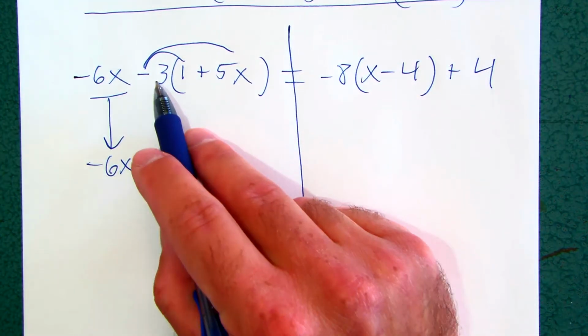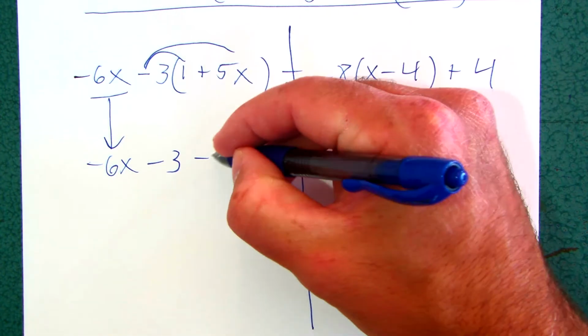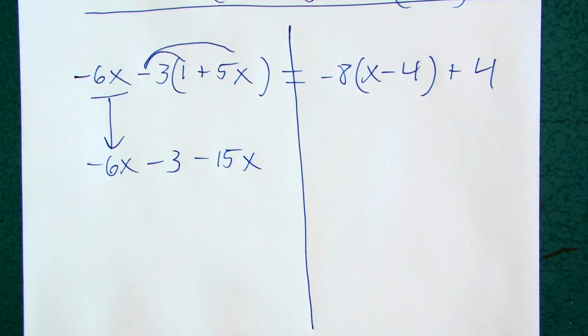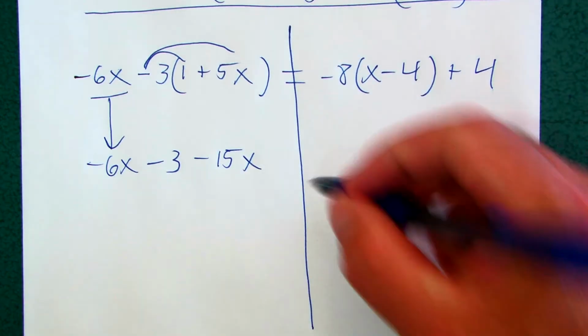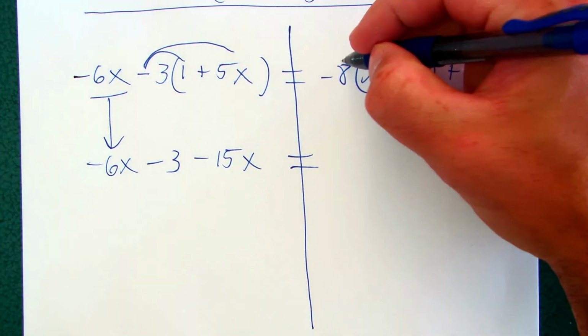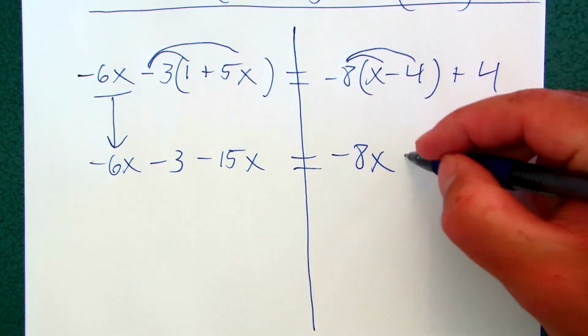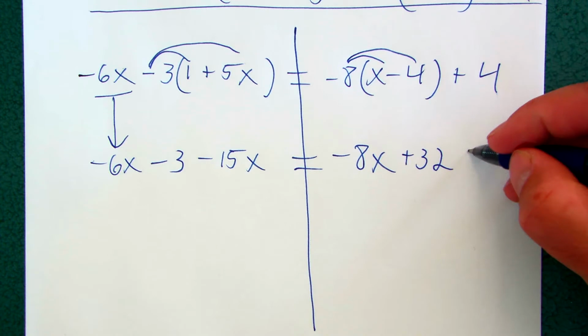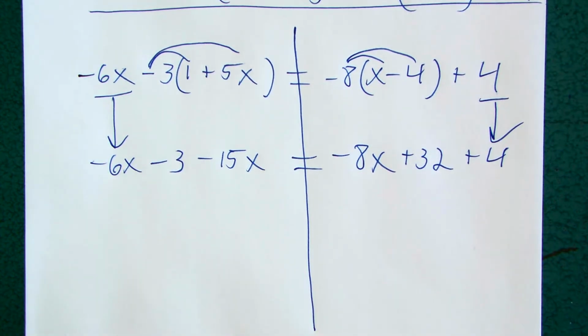Negative 3 times 1 is negative 3. Negative 3 times a positive 5x. Negative times a positive gives me a negative 15x equals, distribute the negative 8. Negative 8 times negative 4 is positive 32. And my plus 4 is just coming along here. So we took care of our distributive property.